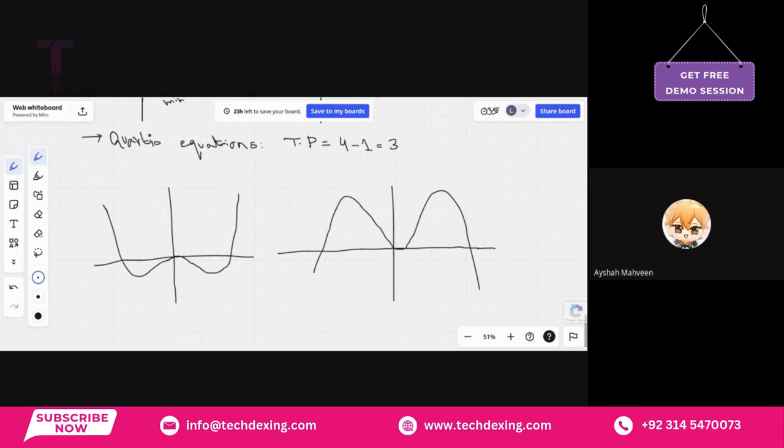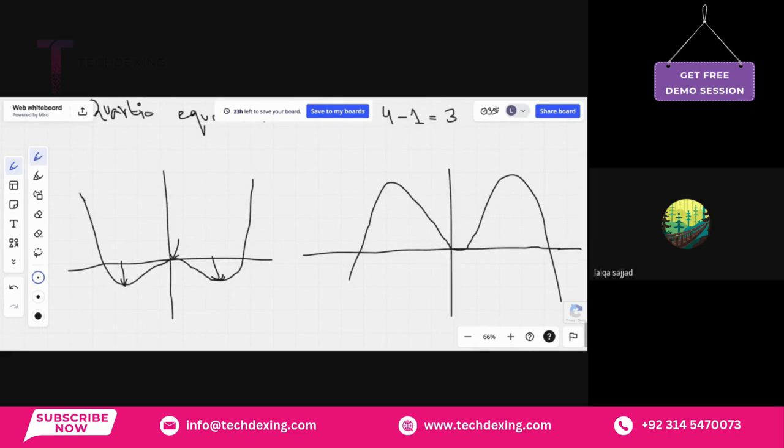Very good. We have one turning point here, and one turning point here. How many of these are maximum? Which of these is maximum? The middle one. Yes, very good. This is the maximum point that we have. What about the other two?